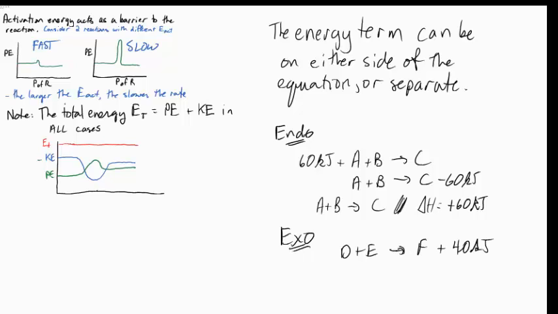Now, for an exothermic case, energy is produced, but I can also say that energy is subtracted from the reactants here, as in this second one. Or I can say that the reactants make products and the change in enthalpy is negative. Well, that's it.